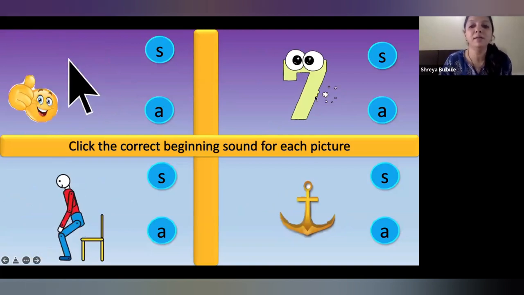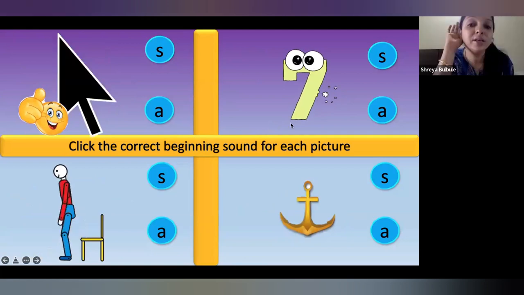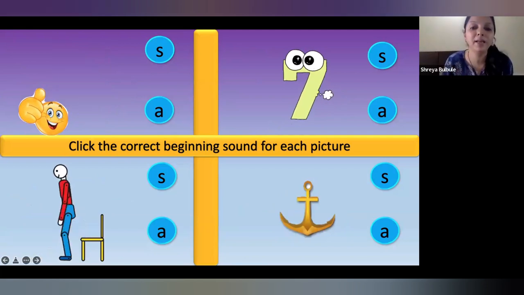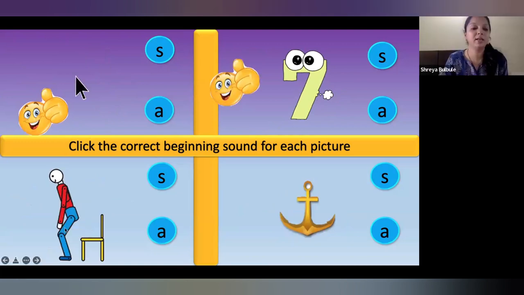What is this? This is a number. What number is this? Seven. What sound do I hear in seven in the beginning? Yes, good job. Very good, Alia. You're giving all correct answers.